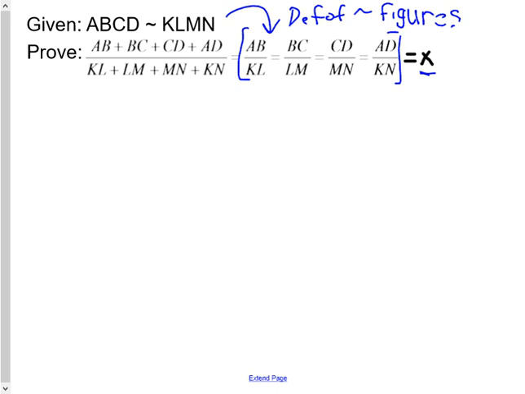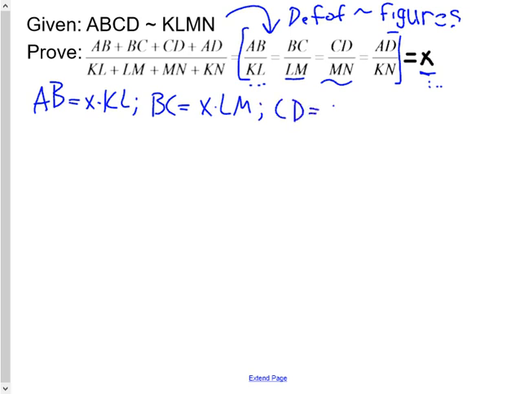So what you're going to do is we have all those, right? Those are a scale factor equals some number. Solve for each piece. AB equals X times KL. BC equals X times LM. Remember, basically multiply both sides by LM. Multiply both sides by KL. Same thing here. CD, multiply both sides by MN. And AD equals X times KN.